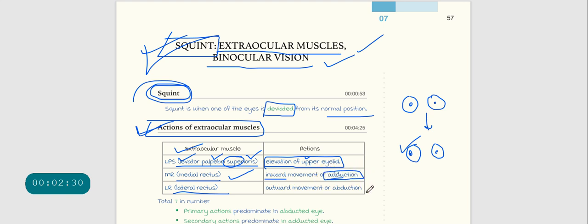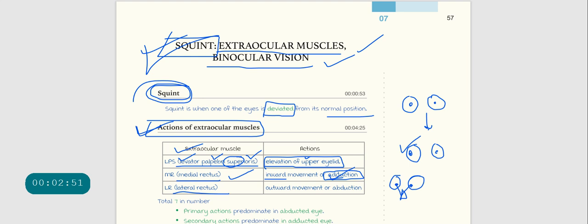Okay, adduction means when you look at the tip of your nose, both the eyes look in a particular direction. Assume this as the nose, so both the eyes are looking in this direction. This phenomenon is known as adduction.